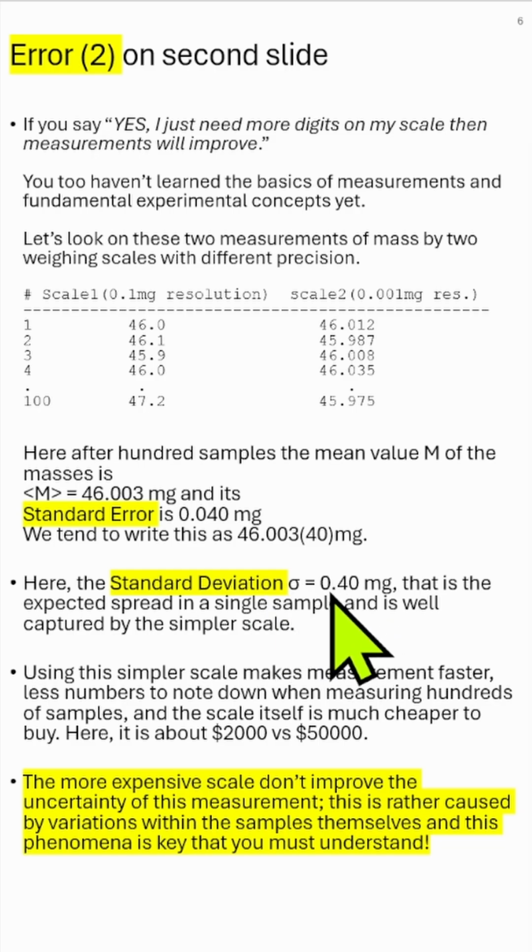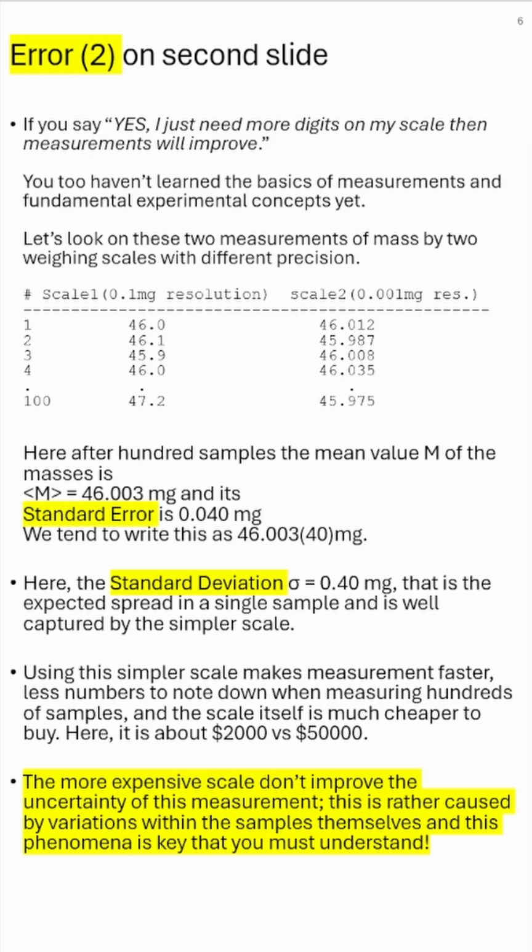The sigma value, as we call it, becomes 0.40 milligram instead of 0.040, which was the standard error. So standard deviation is the expected spread in single samples. The standard deviation is what we see here in the table, how much the number fluctuates in the data set.